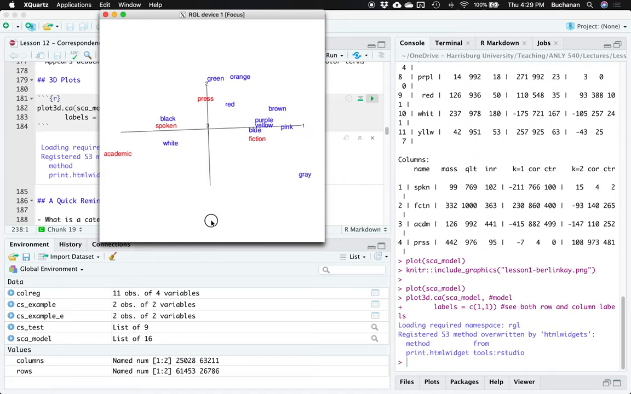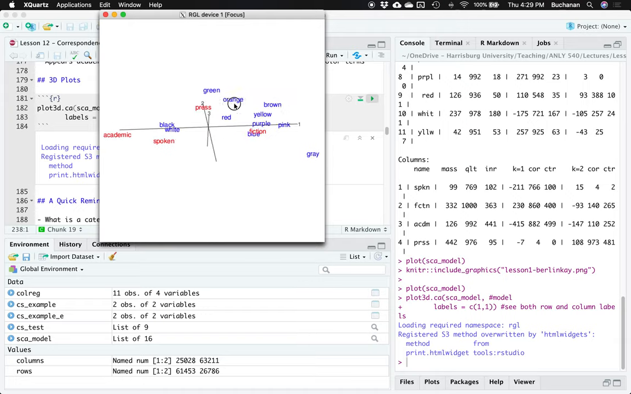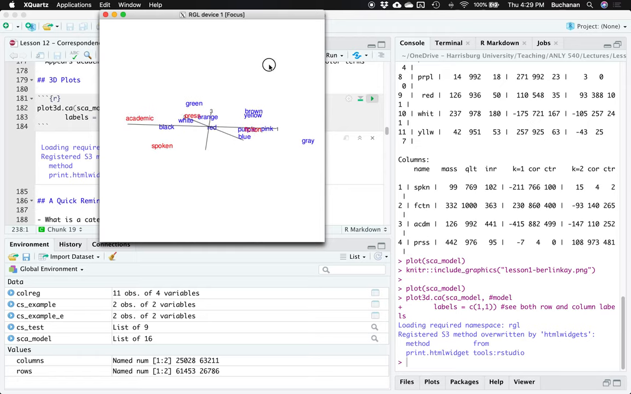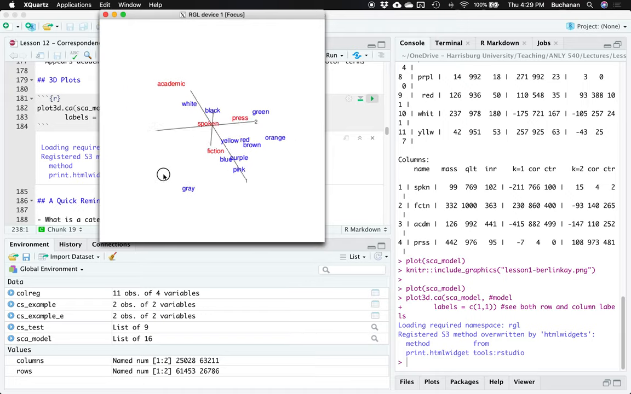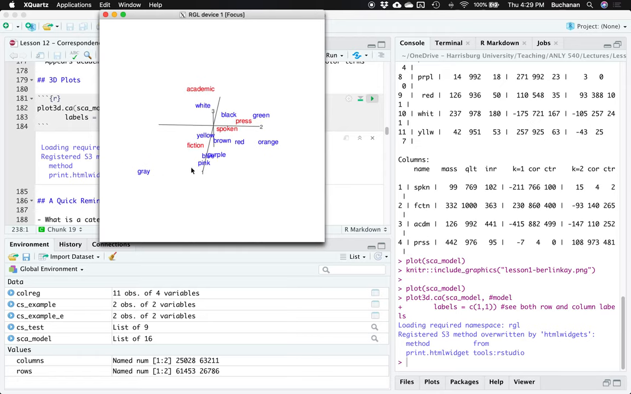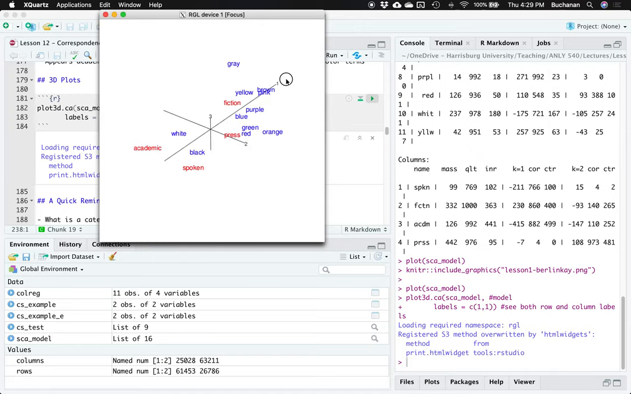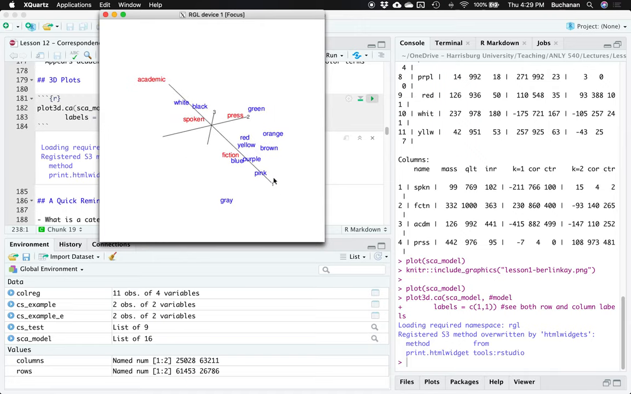And spoken earlier, when looking at it flat, looked like it was super on top of white and black, but it's actually not. It's a little below it. So we can see more of these fine-grained distinctions where white and black are not the exact same profile, and spoken here is not totally tightly on top of those. We can do the same thing for the other side. You see that gray is really far out. It's not matching the pattern of any others, right? But blue here, which is an earlier color term, doesn't totally smash on top of all of the rest of them.